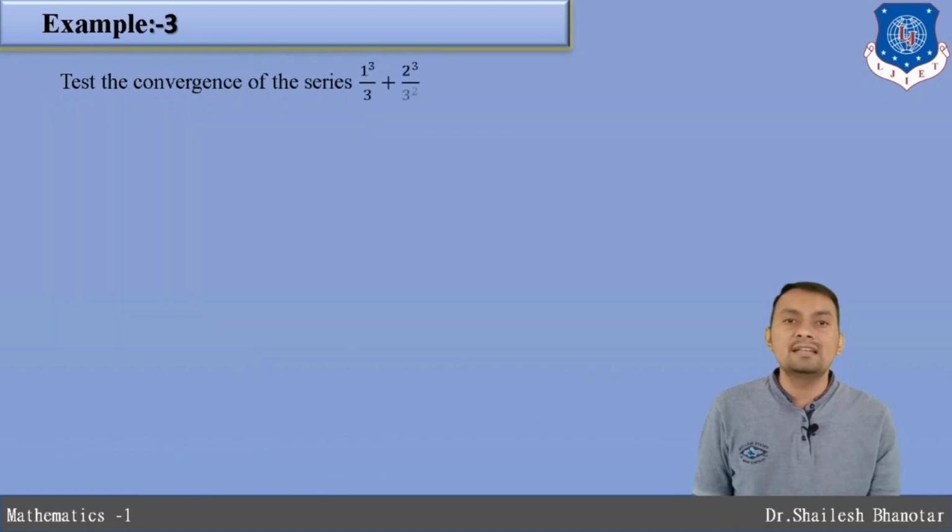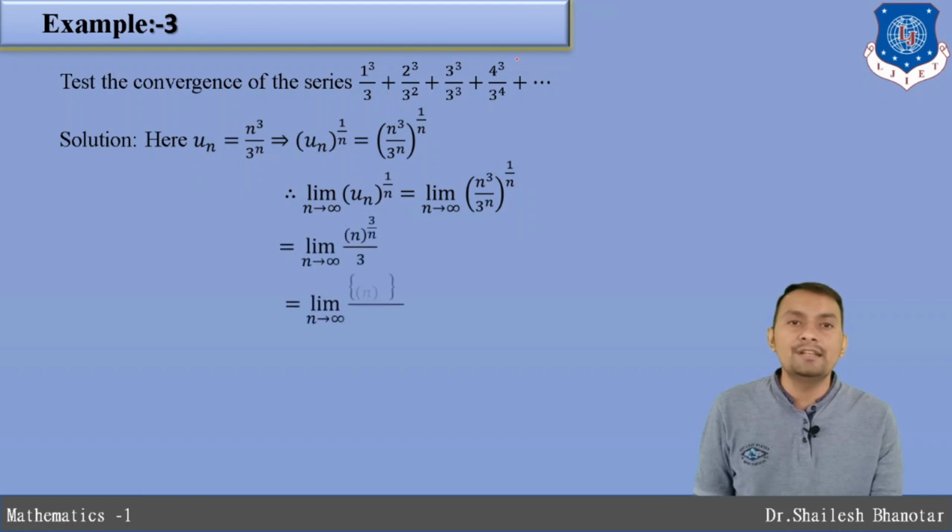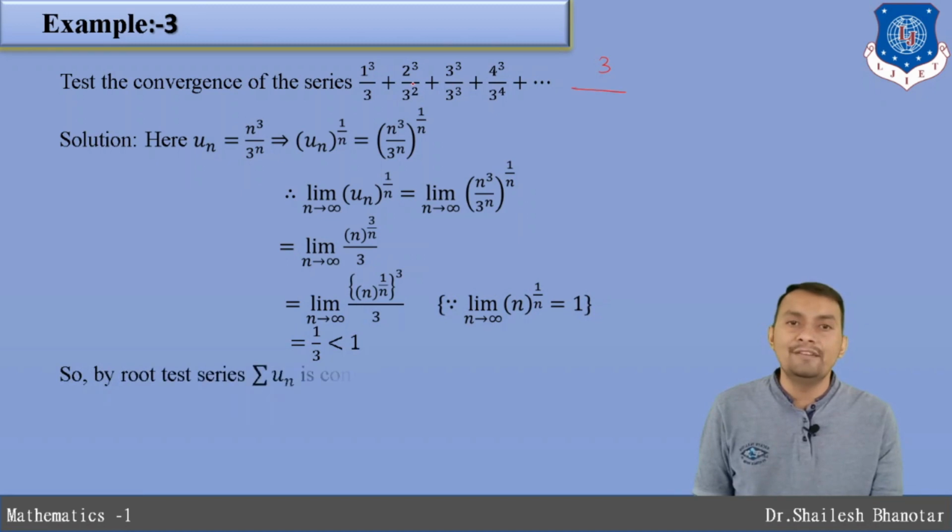Next question, test the convergence of the series. From this, first you have to write the general term un. Mind well: 1 raised to cube, 2 raised to cube, 3 raised to cube, that means the power is common, that is 3. Fixing 1, 2, 3, 4, the difference is 1, so I assume n. For n equal to 1 we get 1 cubed, n equal to 2 gives 2 cubed, n equal to 3 gives 3 cubed, so this is valid for the numerator.